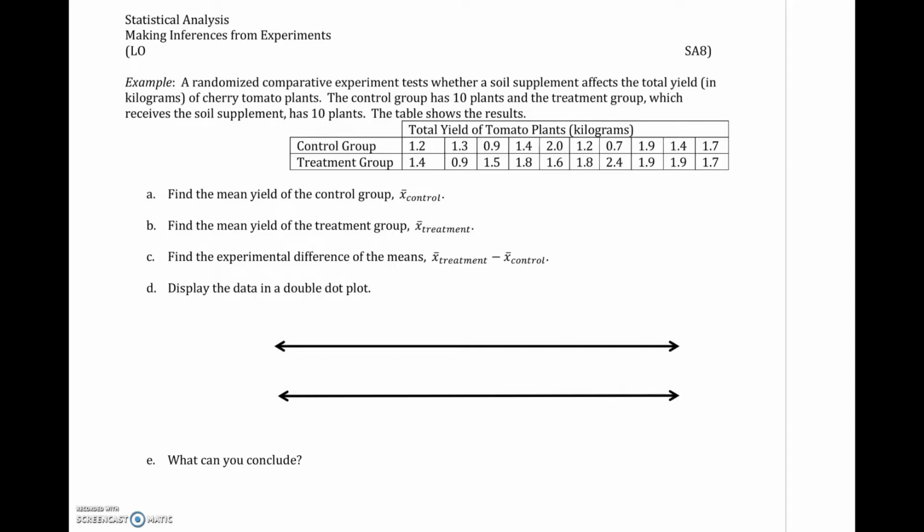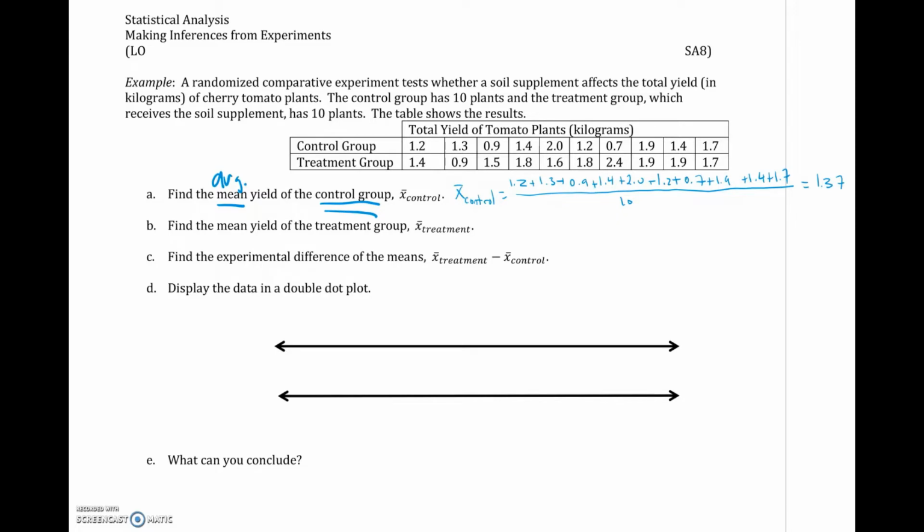So if you look at A, we're going to find the mean yield of the control group. So what this is asking you for is basically the mean, which is your average. And we want the average of the control group. So what you're going to do is you're just going to go ahead and add up the control group, right? So that 1.2 plus 1.3 and so on, divided by the total. We have 10 plants. So we'll take the sum divided by the total of the control to get the mean of the control group. So hopefully calculating mean, no problem now. We're just adding it all up, dividing by 10, so we get 1.37.